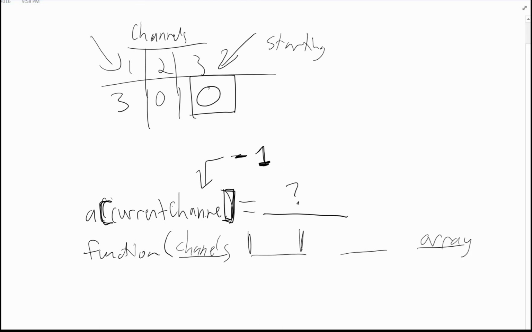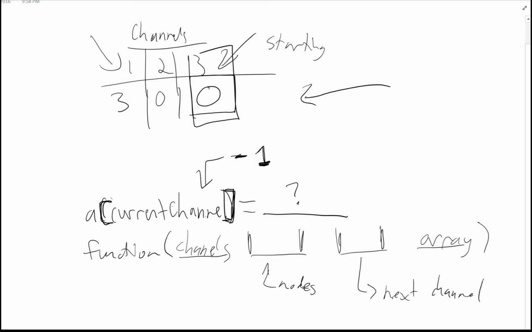I'm putting them in no particular order. So this will be your nodes, and this will be the next channel. So how do you find the next channel? Well, if we start at channel 3, and we're working to go left, how do you go to the next channel? So if you're at 3, and you want to go to 2, and then you want to go to 1, what do you take away to get to each one? You take away 1. So in here, you'll write channels, or current channel, minus 1.